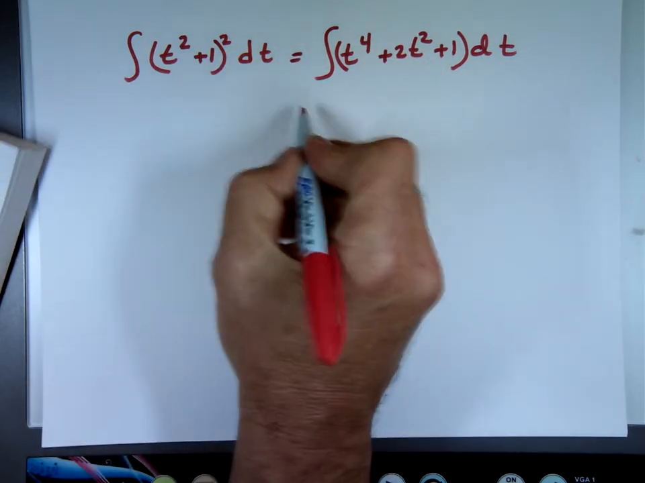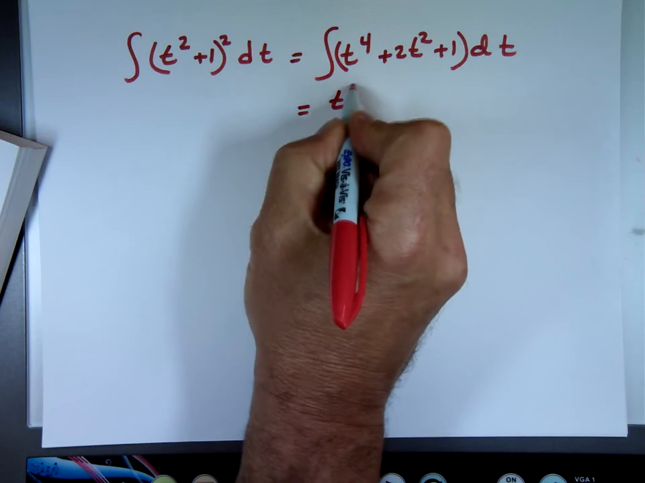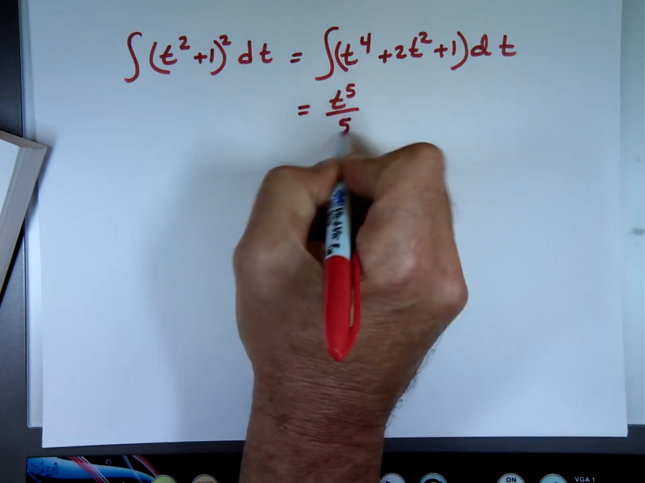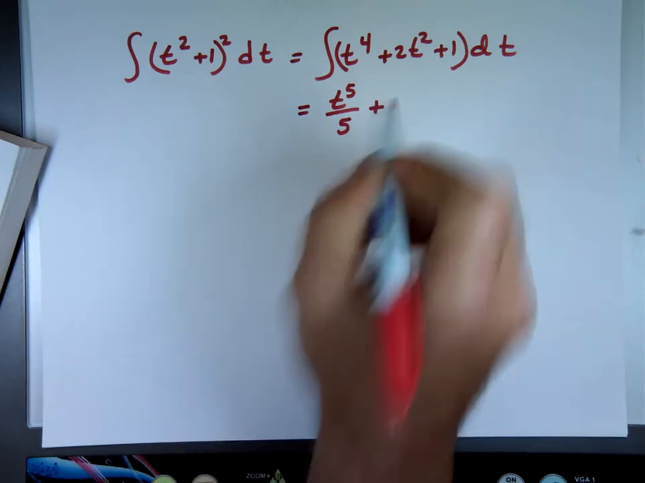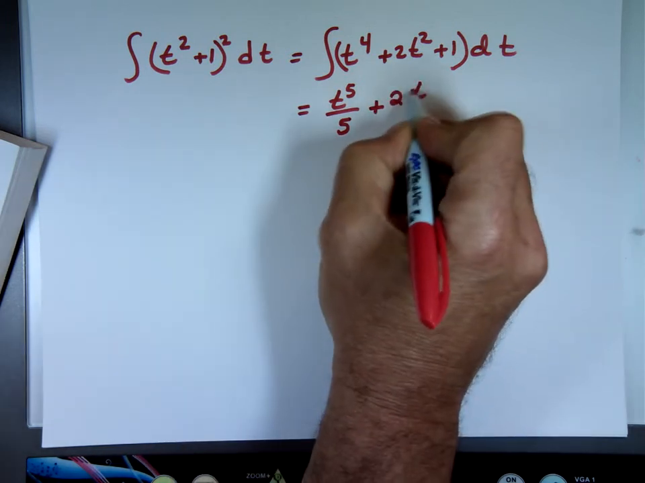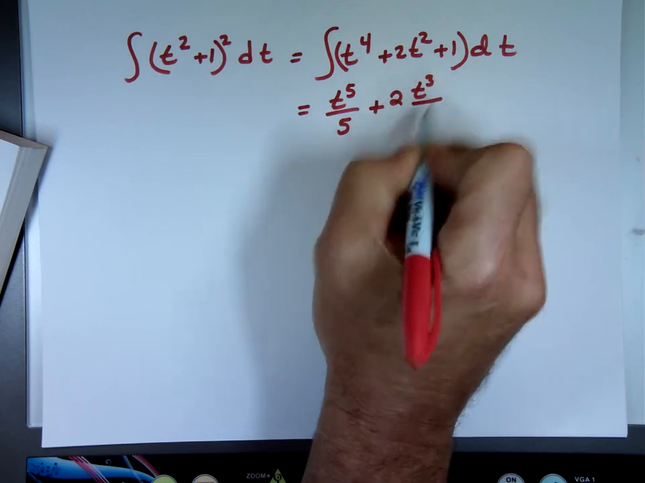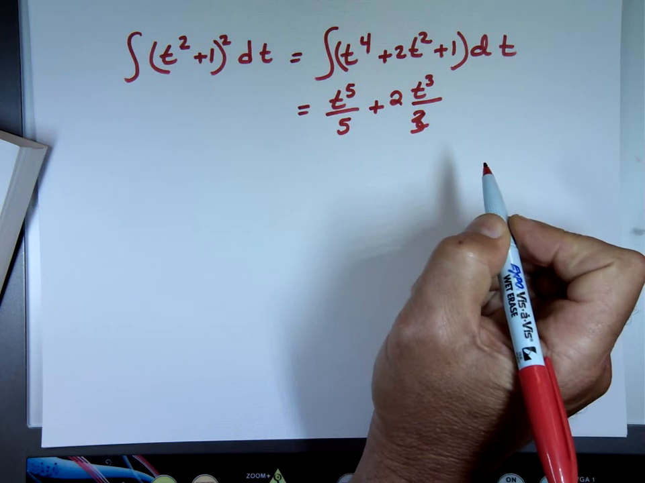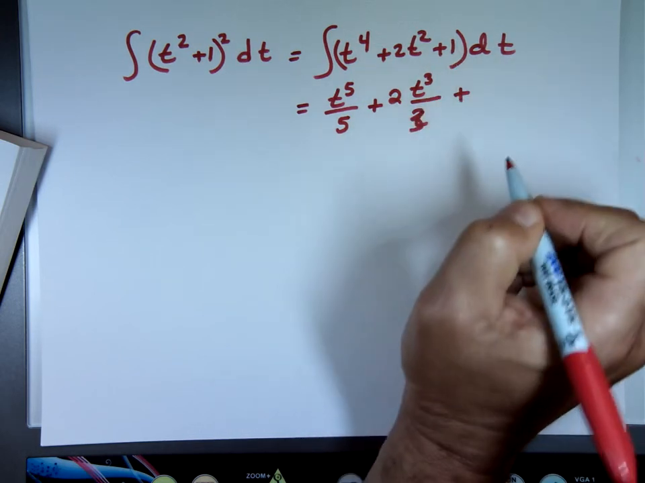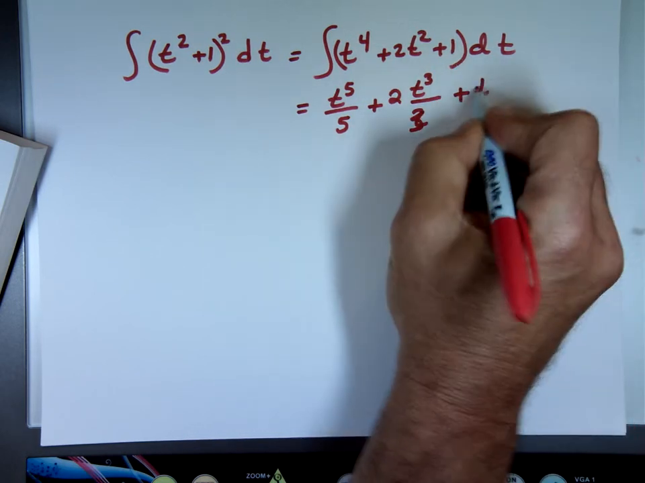You add 1 to the power over the new power, plus add 1 to the power over the new power, which is what, 3, plus t. Don't forget to add the c here.